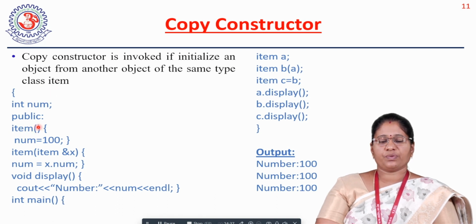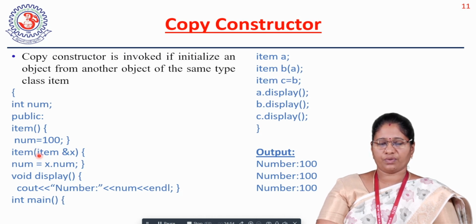Here I am going to use one constructor, that is the default constructor. Here I am going to use a value of 100, so this 100 is to be assigned to my variable. Another one here, we can say, is the copy constructor.